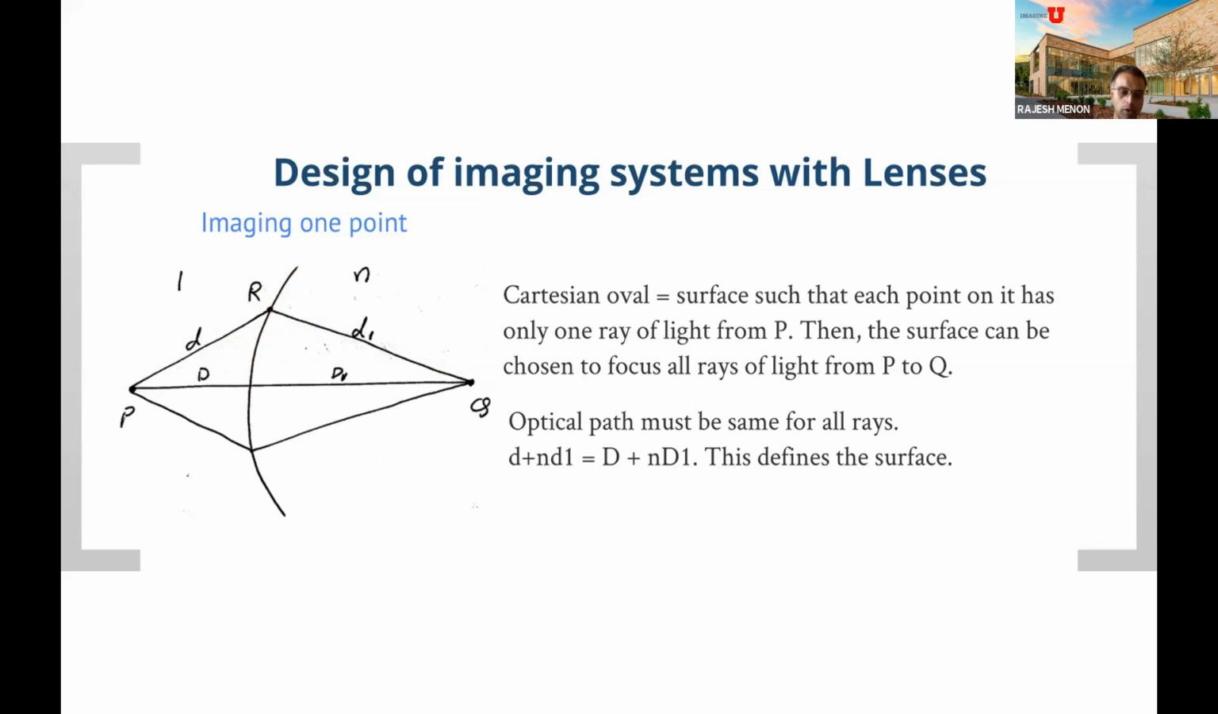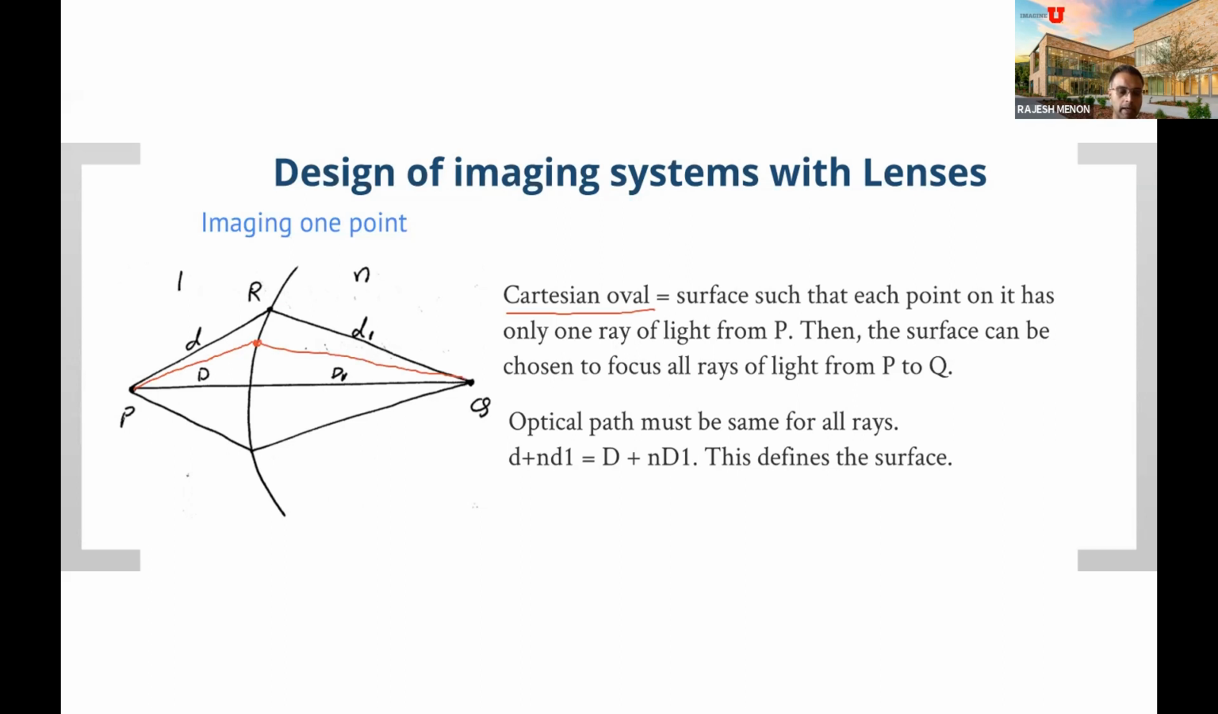Now, we all know this by now, and this, by the way, is also called the Cartesian Oval because this is an oval. It turns out to be a parabolic shape, spherical for small angles, but further away it becomes parabolic, but not so important at this point. By definition, this is a surface where each point on it has only one ray of light from P. So another way to say it is if I take a single point on the surface, there's only one ray from P. Of course, there's only one ray. You can only draw one line. And there's only one ray that goes to Q.